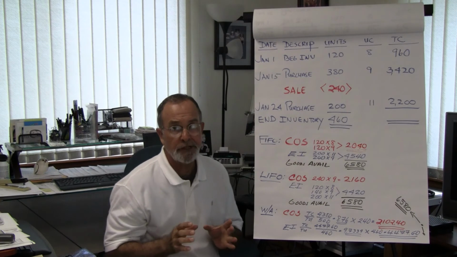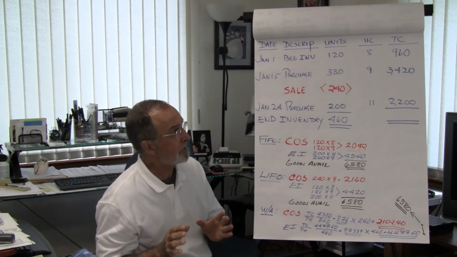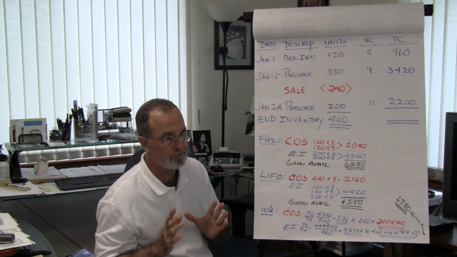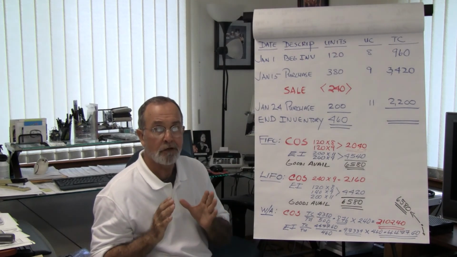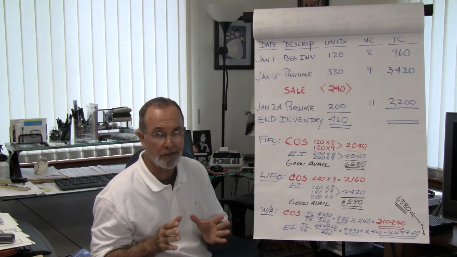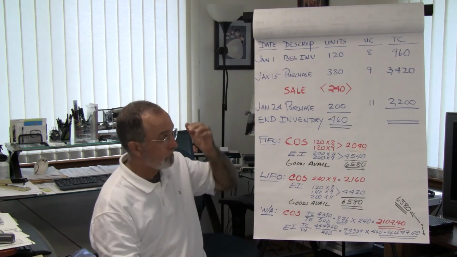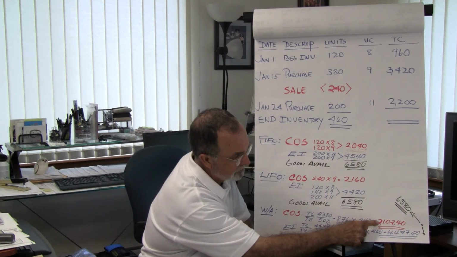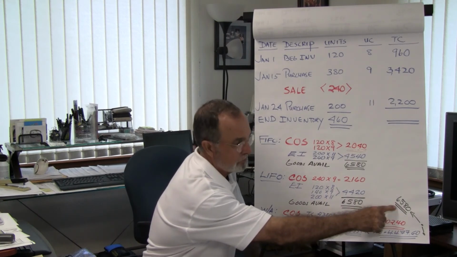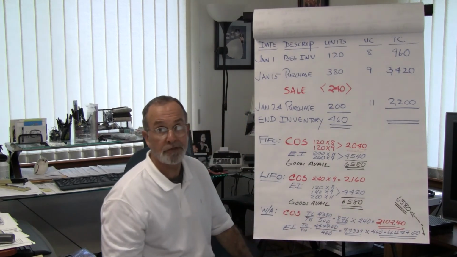So again, using weighted average with the perpetual inventory method, our focus really is on the calculation of the cost of each sale moving forward. Again, our check figure, the total of our cost of sale plus our ending inventory must always equal our goods available for sale.